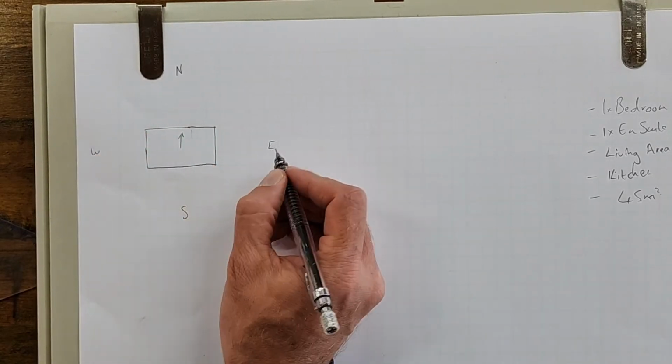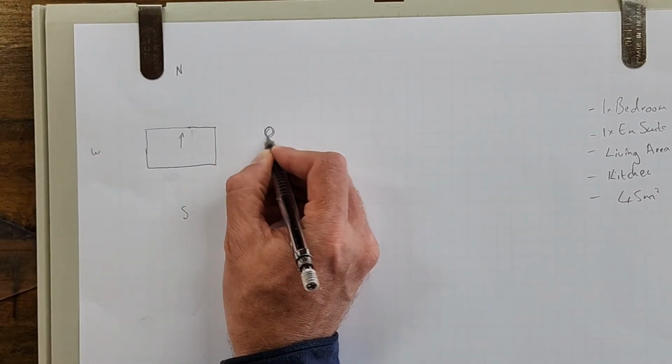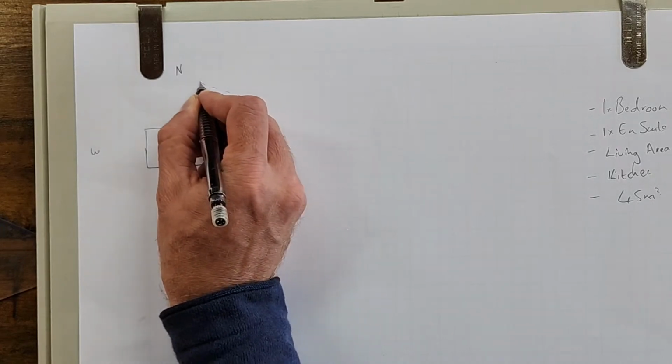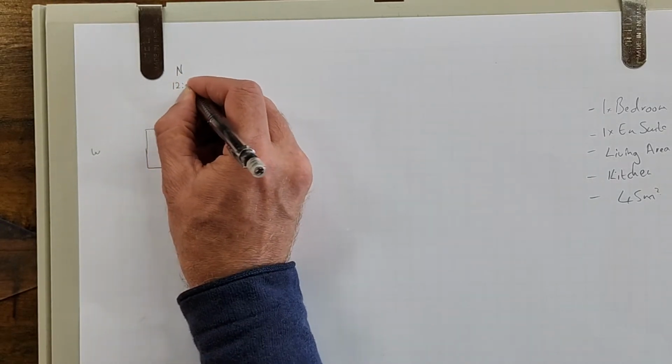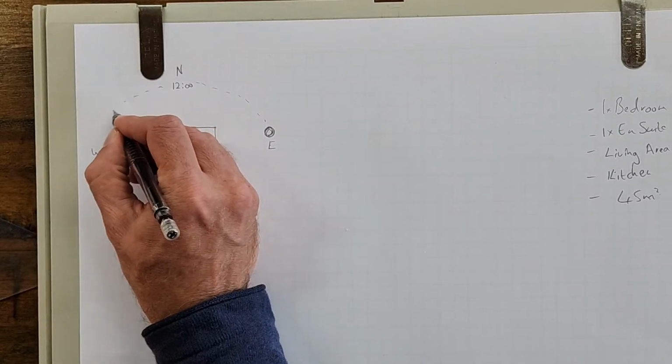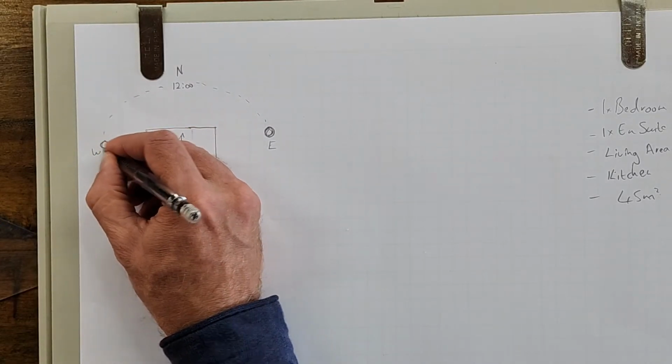So the sun in South Africa rises in the east in the morning at 6 o'clock. There's the sun. It goes throughout the day. At 12 o'clock, it's right here on top, and then it sets again around about 6 o'clock in the west.